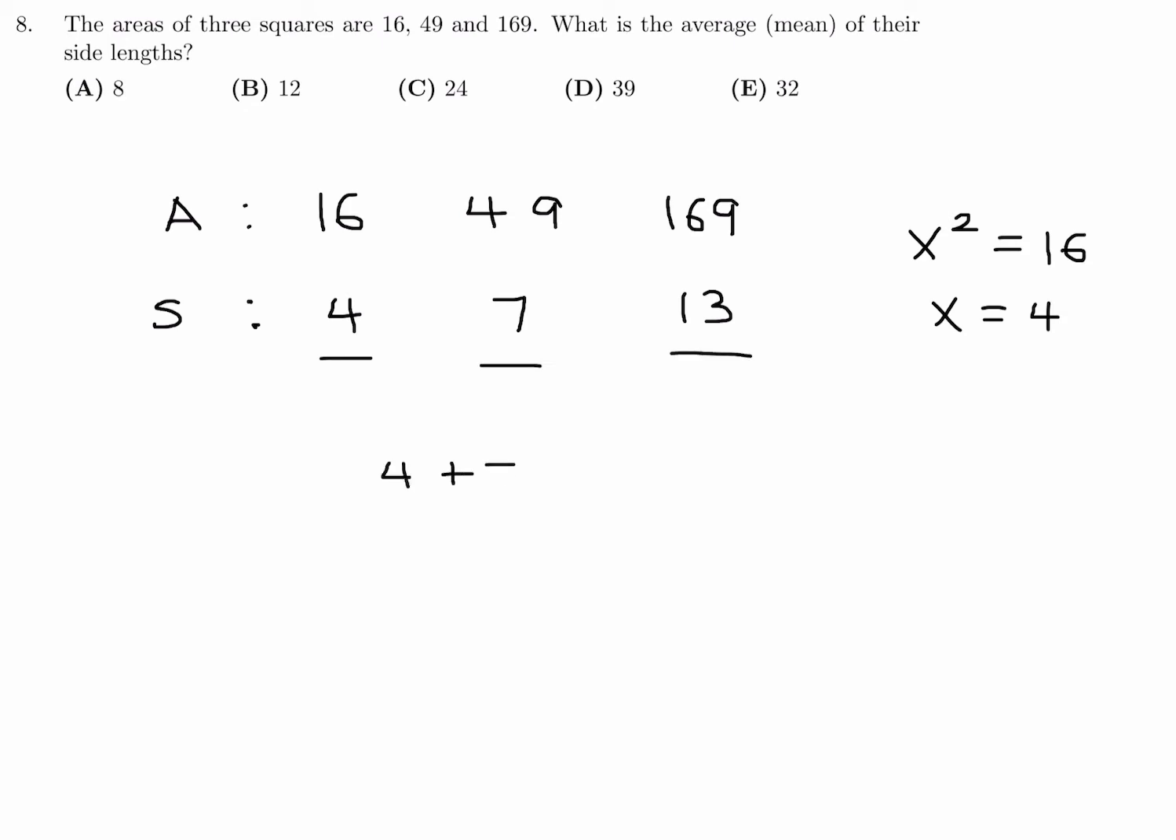So 4 plus 7 plus 13 divided by 3. And that's 24 divided by 3. And that is equal to 8. So number 8, the answer is 8. And that would mean that is choice A.